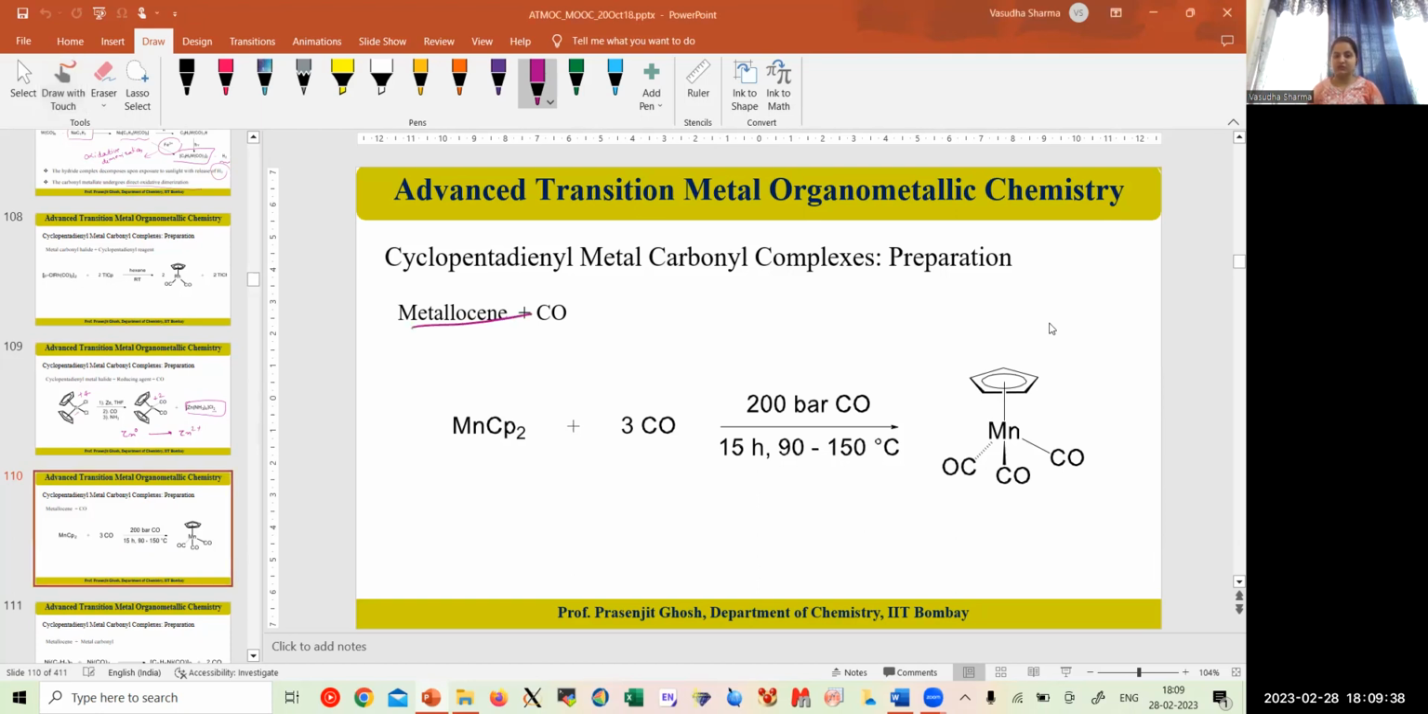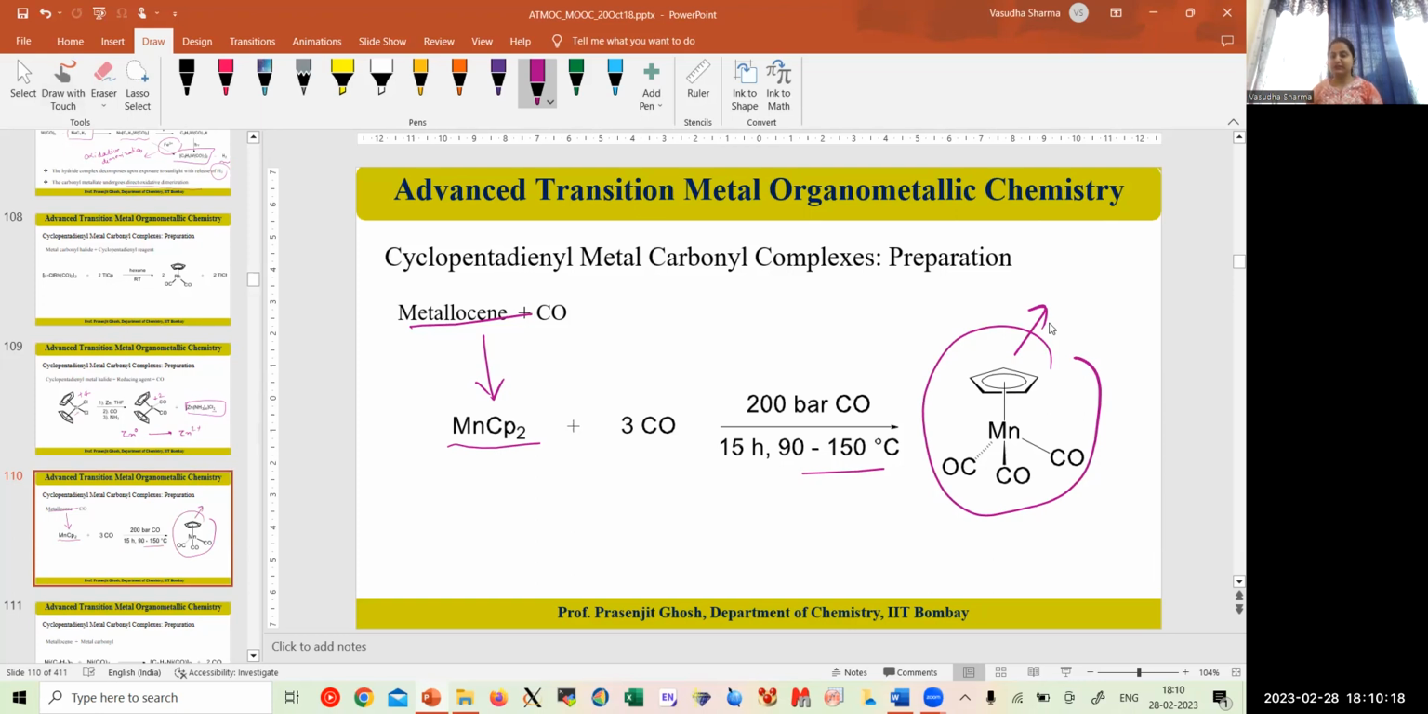A metallocene is nothing but your metal with two Cp rings. Here we have taken a manganese cyclopentadienyl complex and react it with carbonyl under higher temperatures and pressures. So 3 moles of carbon monoxide are made to react with manganese dicyclopentadienyl under a pressure of 200 bars of CO, with 15 hours of stirring at 90 to 150 degrees Celsius. This much temperature and pressure is required to make this kind of complex, where on one side we have a Cp ring and on the other side we have carbonyl.